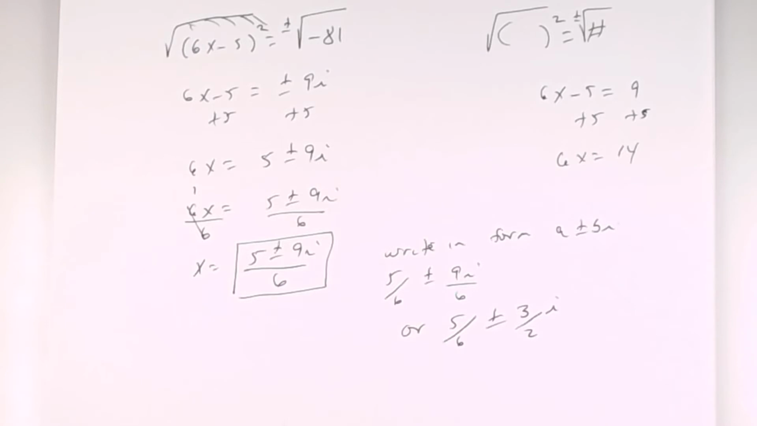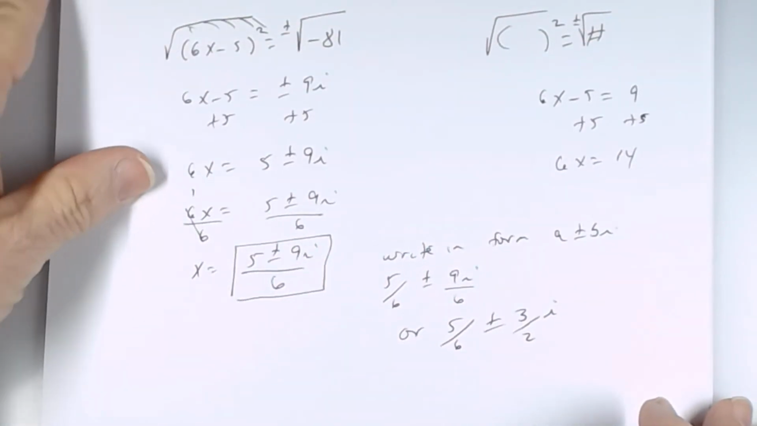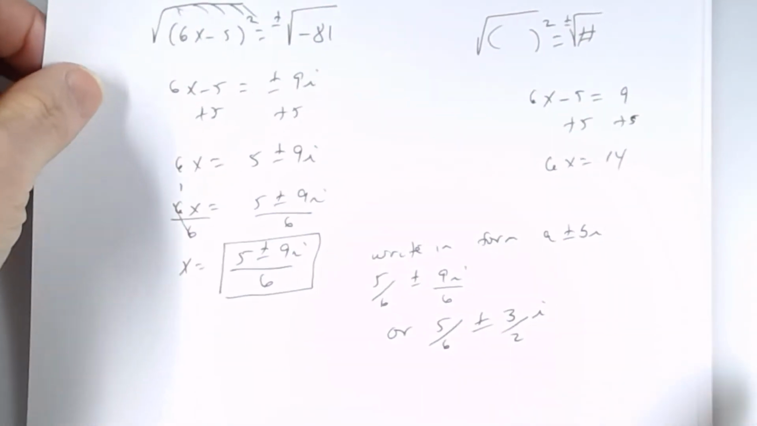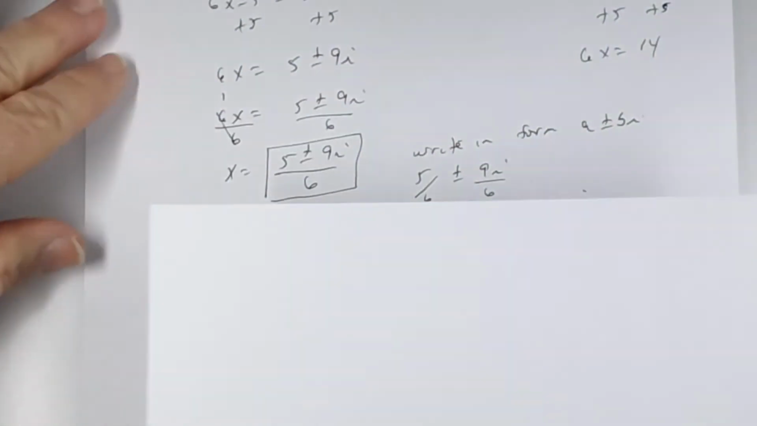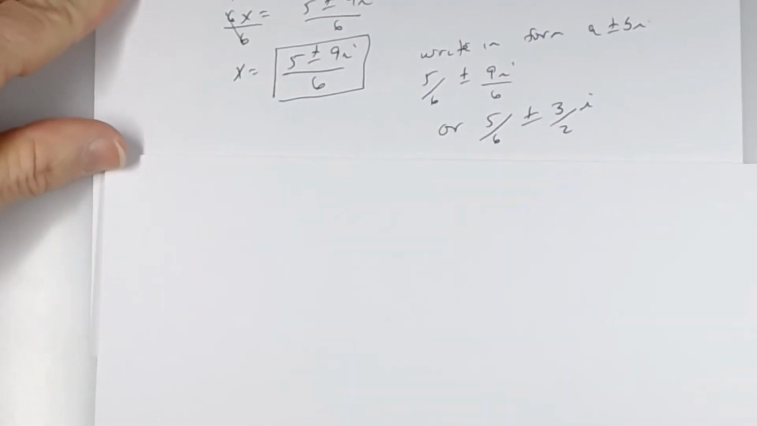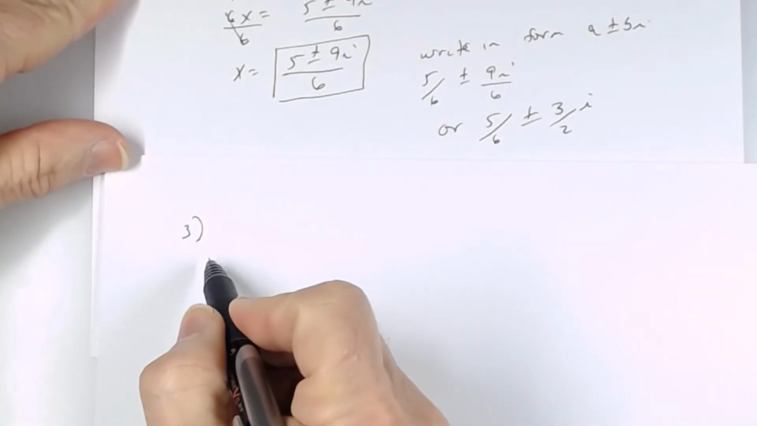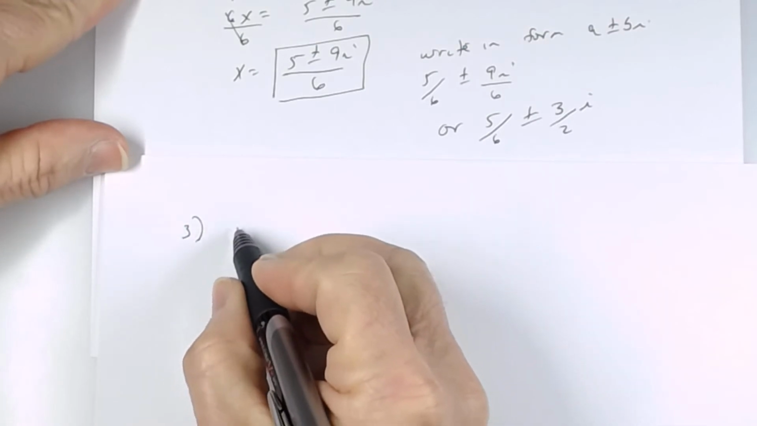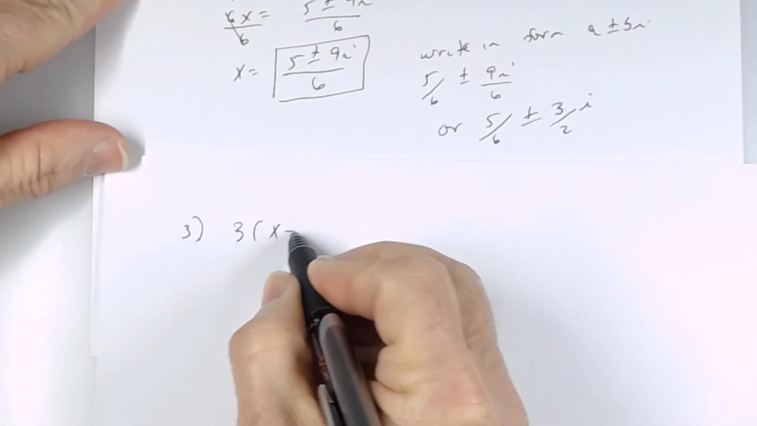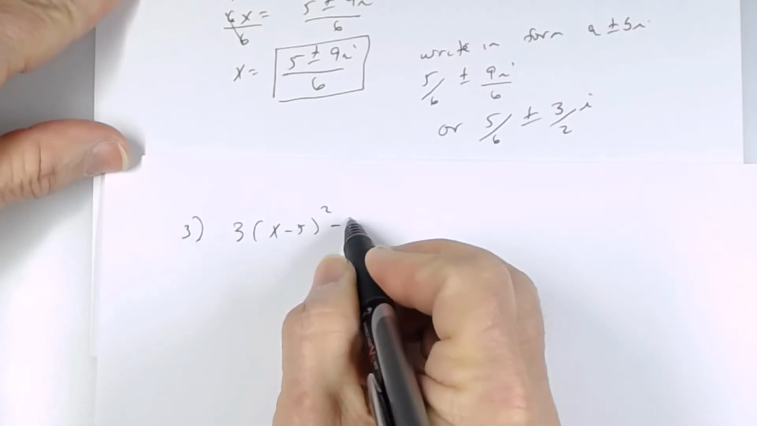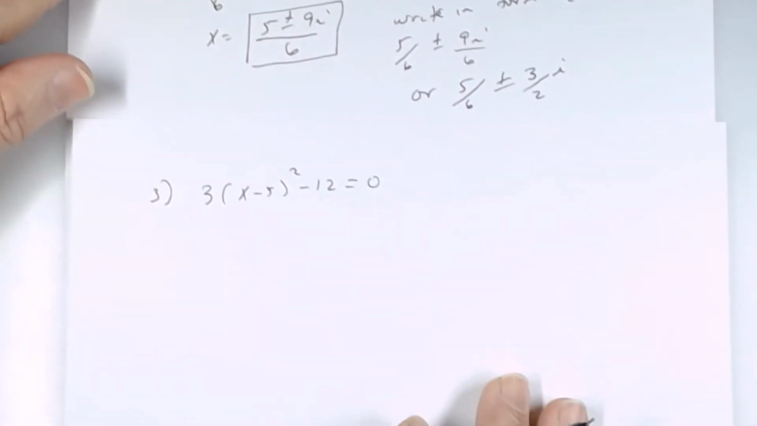All right. Let's do number 3. So in number 3, let's suppose we had this: 3 times (x minus 5) squared minus 12 equals 0.